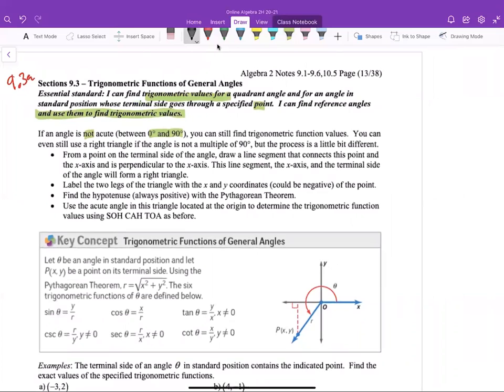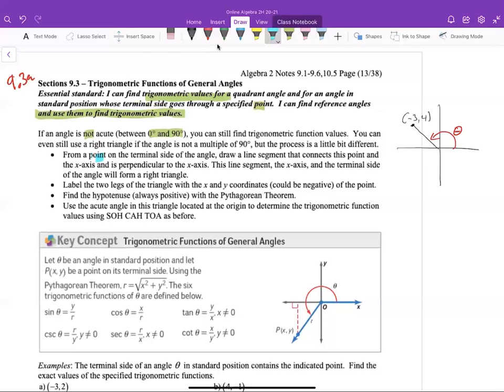So, for example, let's take an angle that is in standard position. Let's put it in quadrant 2. And this angle is something like that, and it has a point that it ends on. Let's call that -3, 4. Okay, so let's look at the procedure for finding the trigonometric values for this angle that is not between 0 and 90.